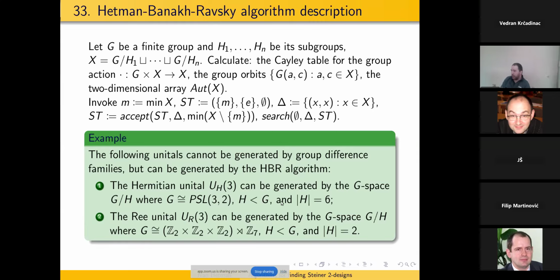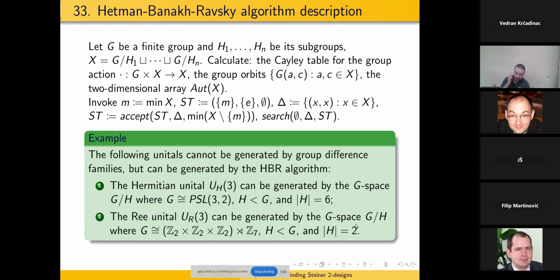H is any subgroup of G, and H has cardinality 6. And the Ree unital can be generated by this G-space. The group in this case is a 56-element semi-direct product. H is less than G, and the cardinality of H is equal to 2.